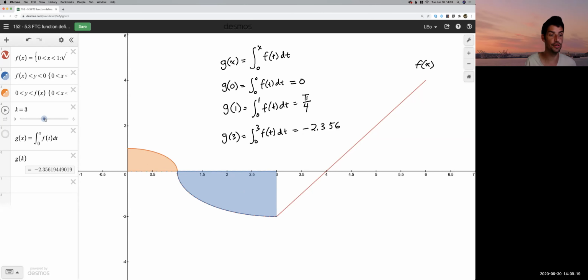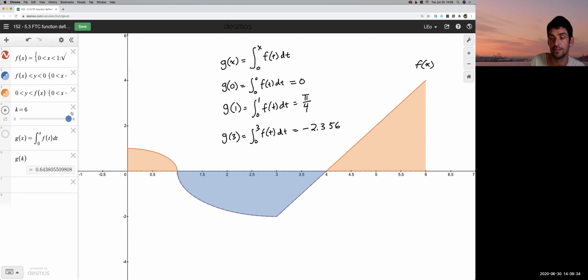And if I continue putting in values for k, for x, we're moving further along this graph. This is where it ends, and that would be the integral from 0 to 6. So this would be g of 6, the area represented here, where the blue part's negative and the orange part is positive. Okay, so this is a function.